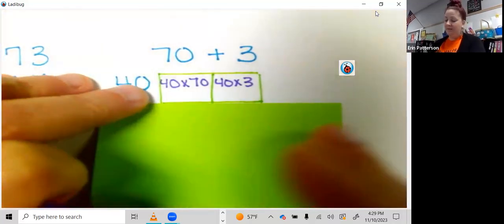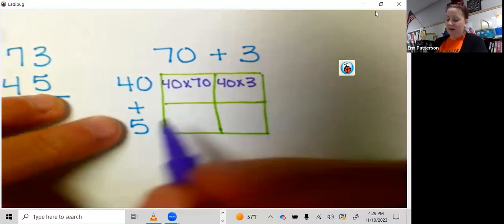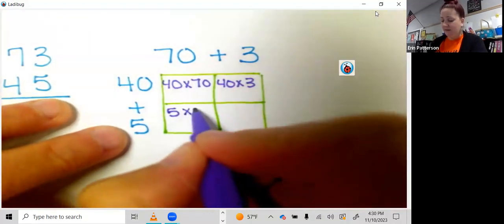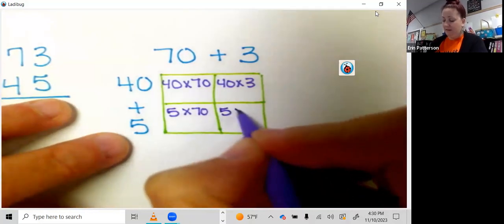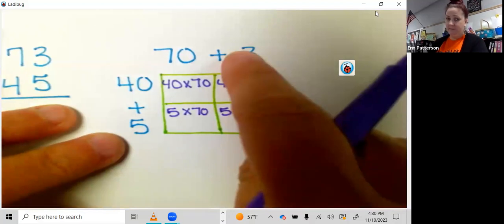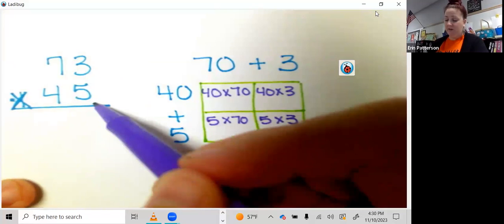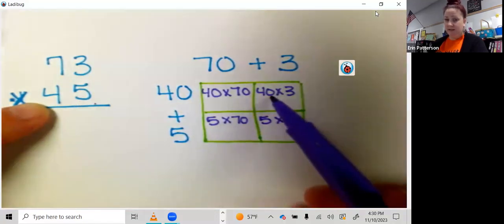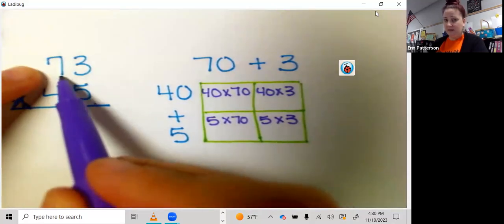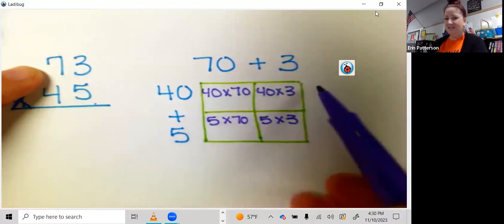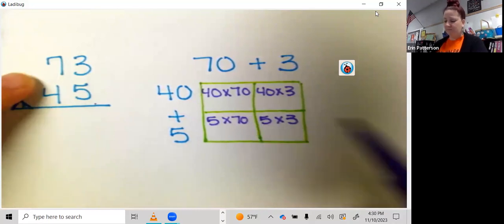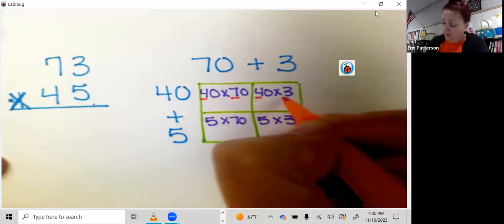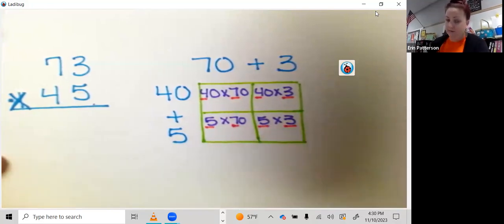Same thing here. 5 has got to run across its pathway. In this box, it's 5 jumping up and getting 70. In this box, it's 5 getting 3 over and up. So it's representing 5 times 3, 5 times 7 tens. 4 tens times 3 ones, 4 tens times 7 tens. So we're just breaking it out where you can see what we're doing here. Now underline everything that's not a 0. 4, 7, 4, 3, 5, 7, 5, 3.